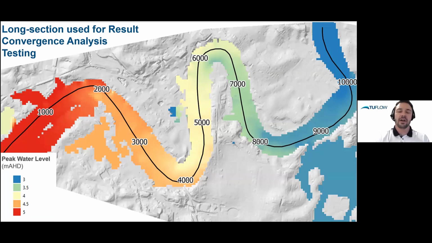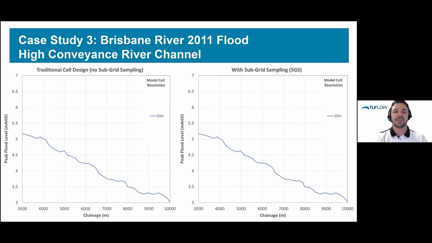I'll use a different approach this time to test the cell size convergence. This time I'll be using a long section approach, and I'm presenting the long section there, so you can see from the top that it goes from 0.0 transitioning down to the bottom, which is at 10,000 meters or 10 kilometers downstream from the start of the long section. Let's look at some results.